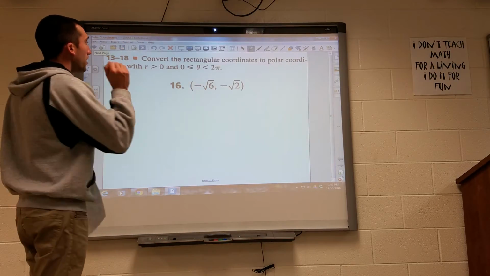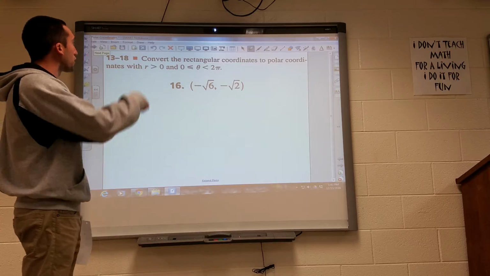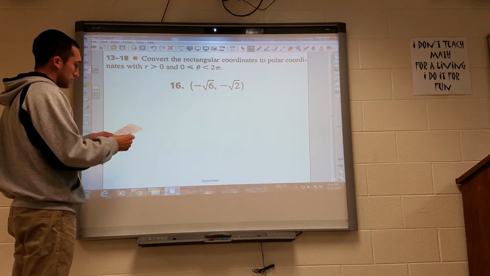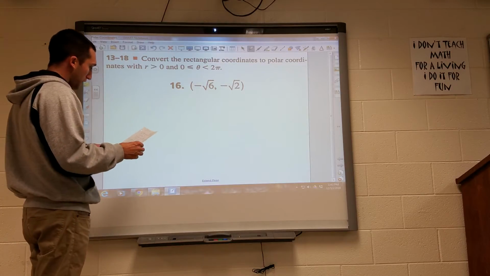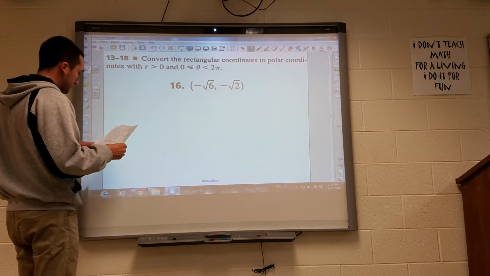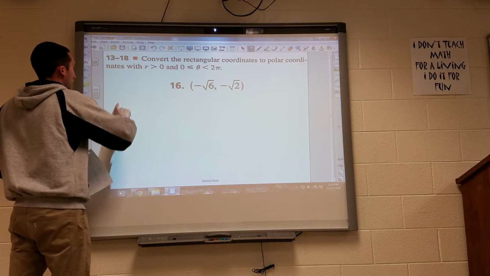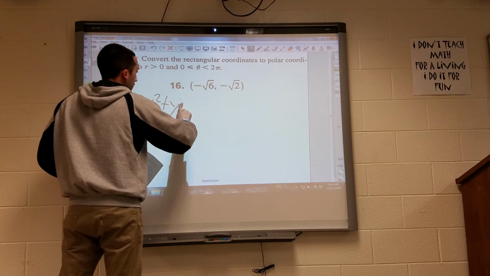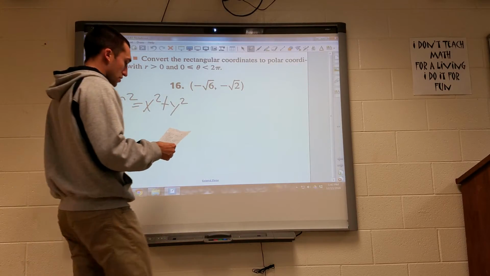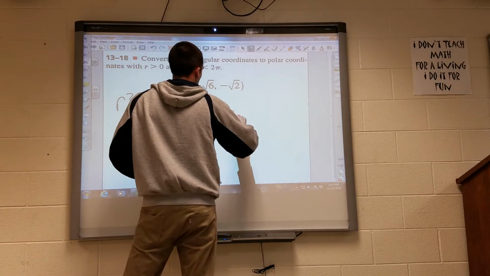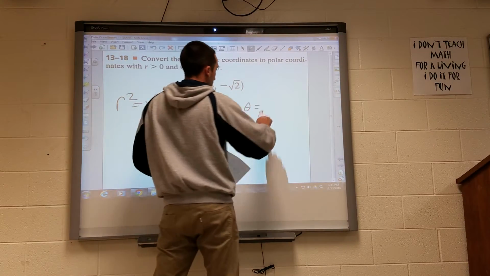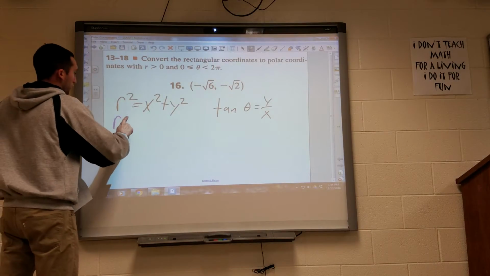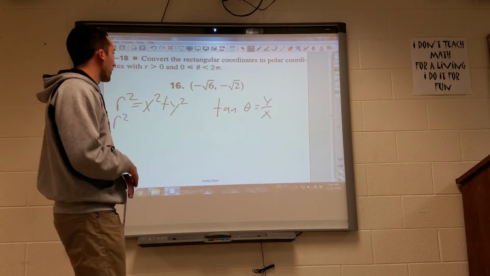One more, let's do this. This one wants to go from rectangular to polar. To go from rectangular to polar, we need to know that r squared equals x squared plus y squared, and these equations are all on the PowerPoint, and that the tangent of theta, whatever your angle is, equals y over x. So let's plug in what we know. We don't know r squared, we don't know our radius yet, we're going to solve for it.